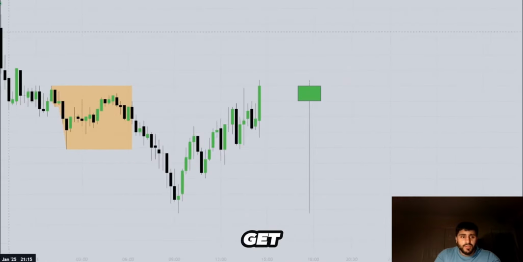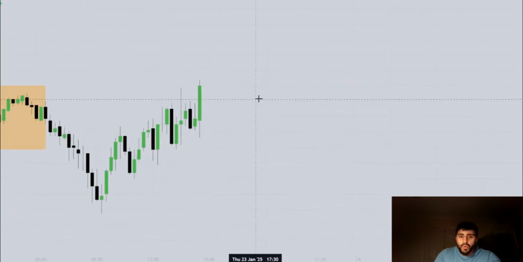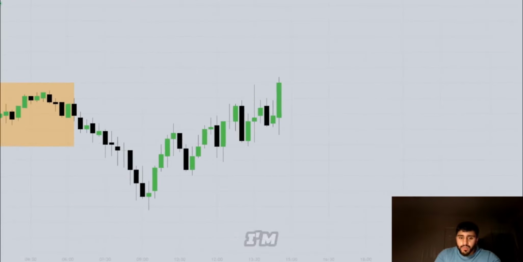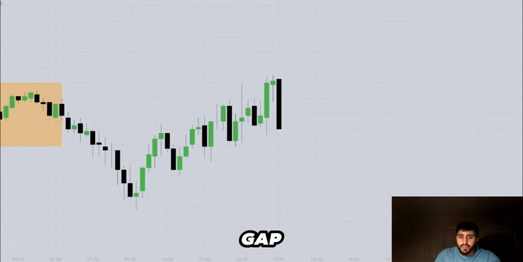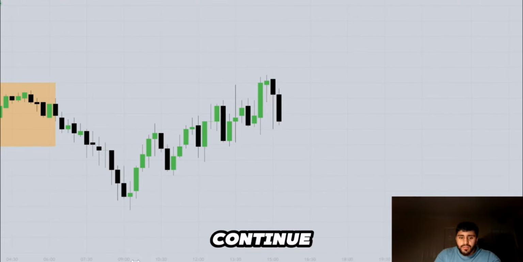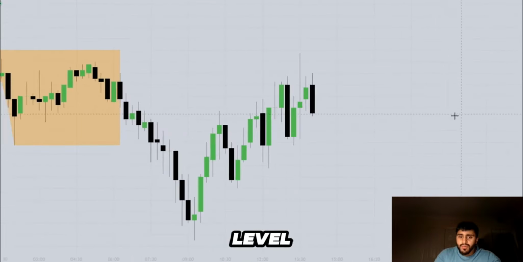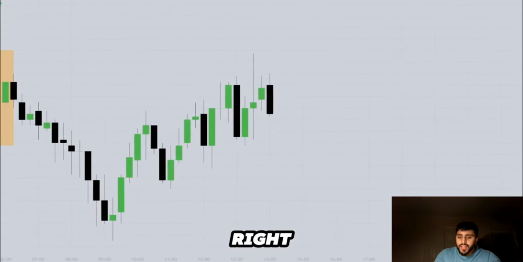If I just get rid of the power of 3 indicator, in this particular session I was looking for an inefficiency or an imbalance, right? So I'm looking for some kind of fair value gap over here. If we just draw price back, I'm looking for some kind of a level on the 15-minute chart. The 15-minute chart is the golden time frame I use. It is the most important time frame.